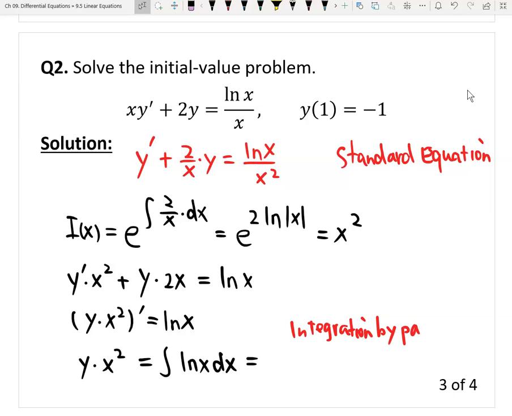Integration by parts. What are the parts? Of course, u is ln x, so let me write u is ln x. What is dv? dv is dx, which means v equals x, right? If you follow, v this time is x. Now we plug into the integration by parts formula: u times v, which is x times ln x, minus the integral of v du, and I definitely will get it. It's just minus x. Don't forget plus c.